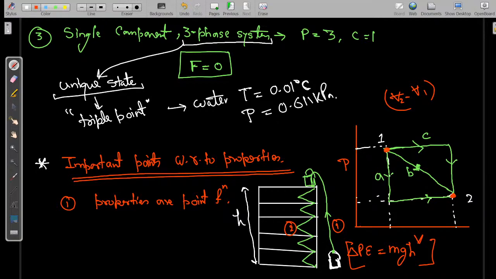Okay, second is, properties are independent of past history.